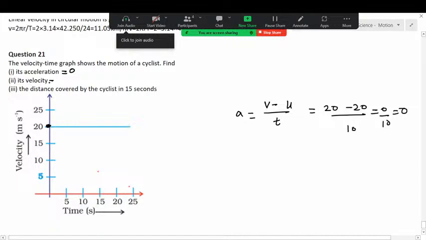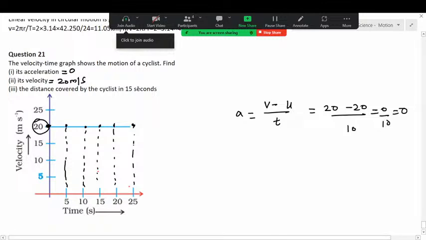Its velocity. Its velocity is here. Velocity remains same throughout. It is 20 meter per second throughout. Everywhere it is 20 meter per second. Time passed to 5 seconds, it is 20 meter per second. Time passed to 10 seconds, it is 20 meter per second. Time passed to 15, it is 20 meter per second. Time passed to 20, it is 20 meter per second. Time passed to 25, it is 20 meter per second. It doesn't depend upon time, rather it is constant.